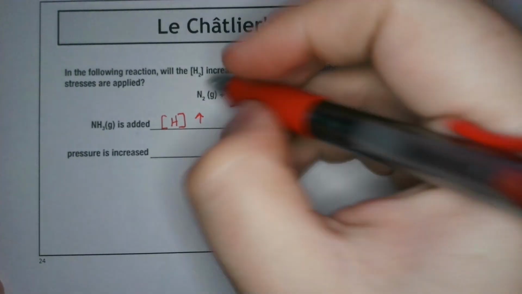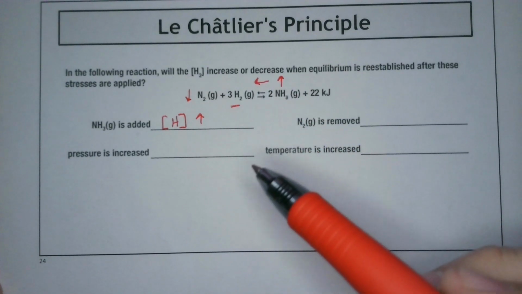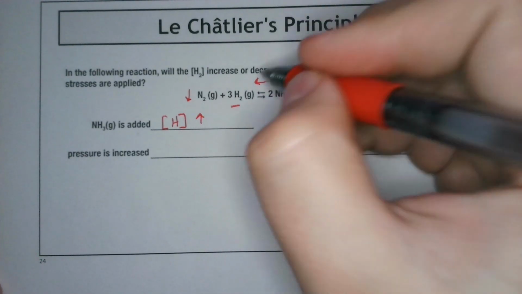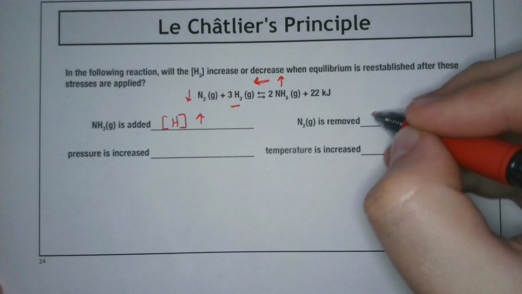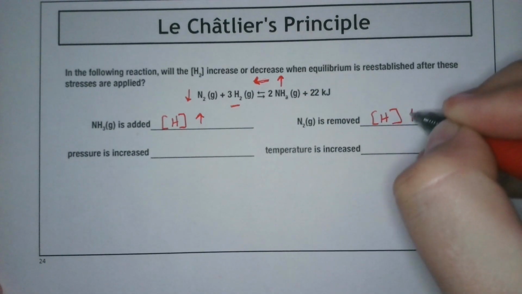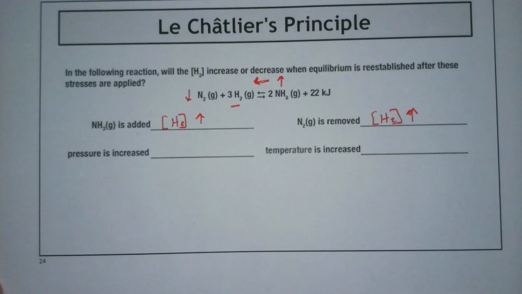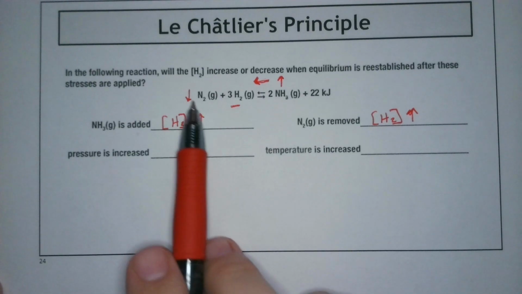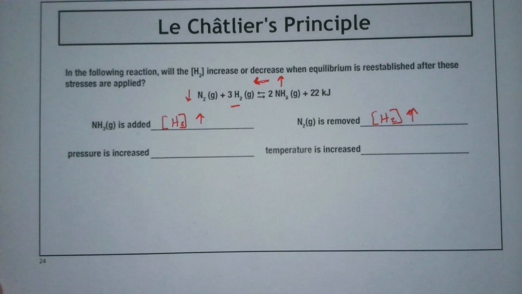If you remove some nitrogen gas, the reaction is going to try to mitigate that change. So to mitigate removing some of this, it's going to try to make more. The reaction goes to the left again. Concentration of H2 will increase. This should be H2, but you know what I mean. So removing a reactant or increasing the amount of product will both shift the reaction towards the H2.